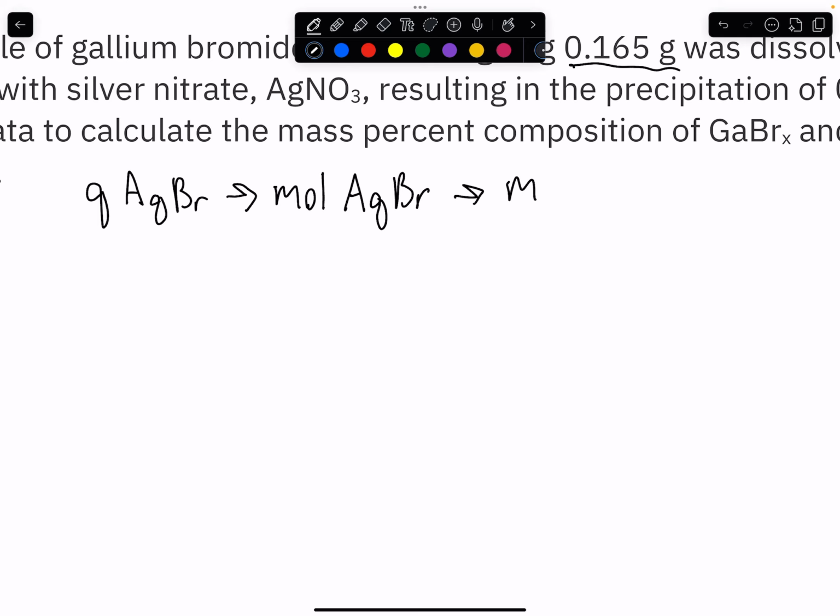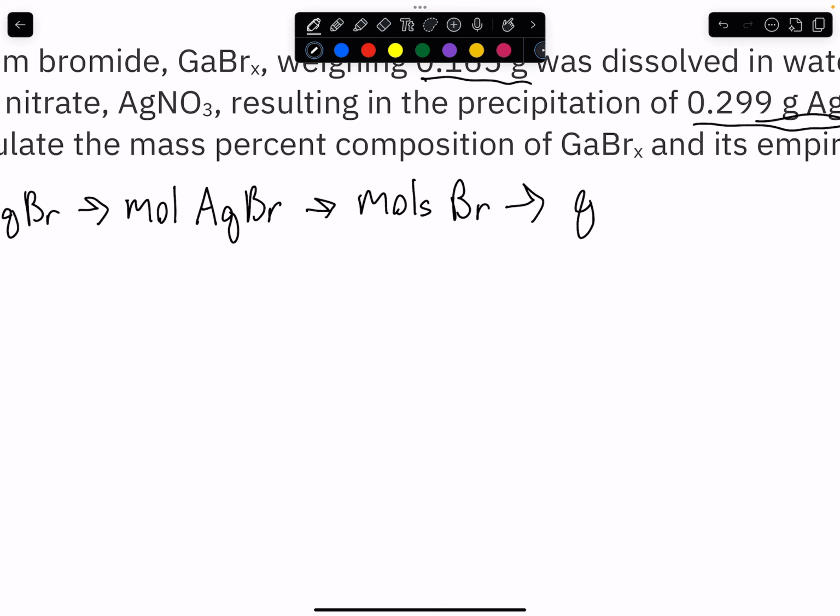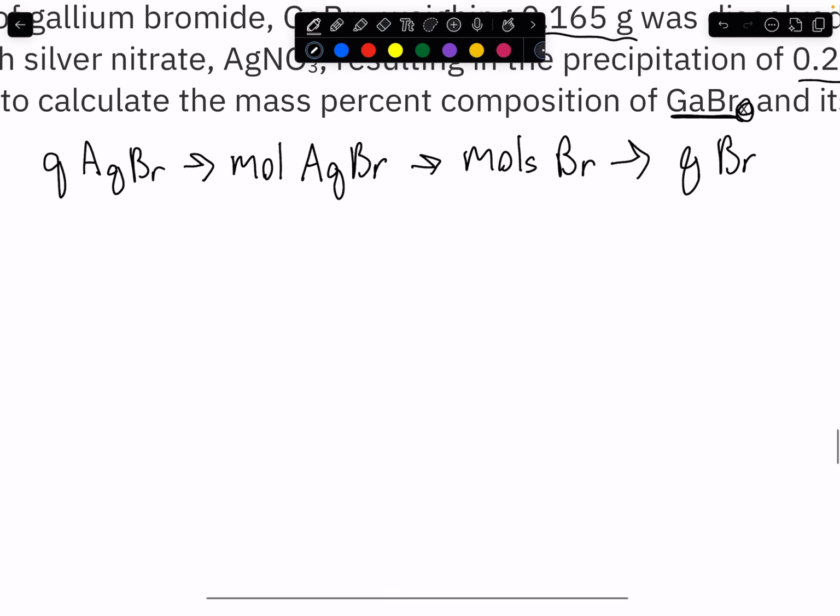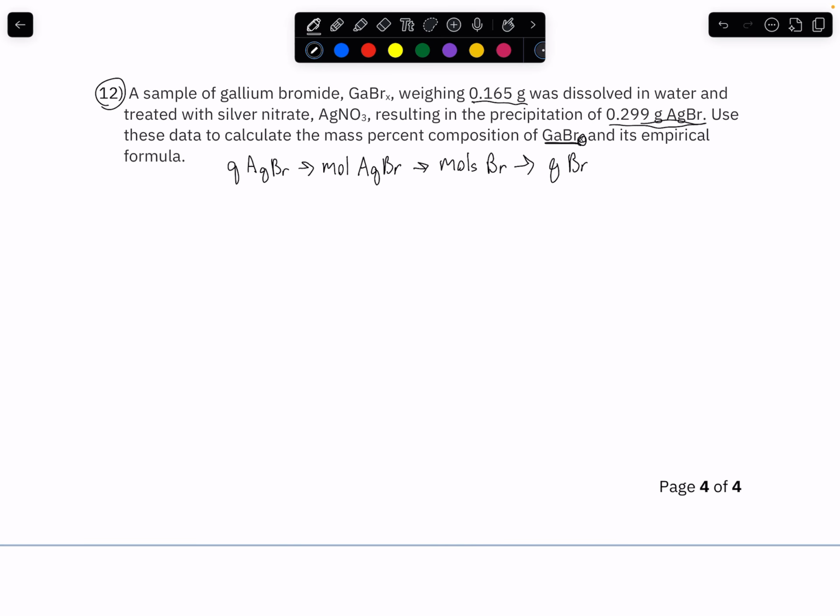I'm going to put moles bromide to grams bromide. And the reason we want to get grams bromide is because we want the percent of bromide in this. We're looking for this X here. So we're going from grams of silver bromide all the way down to grams of bromide.